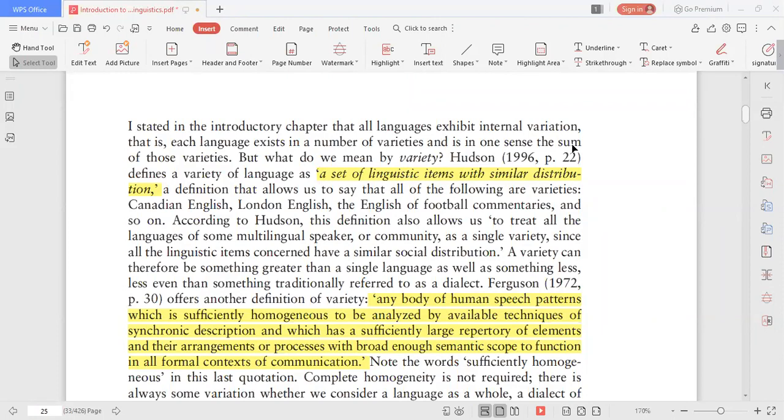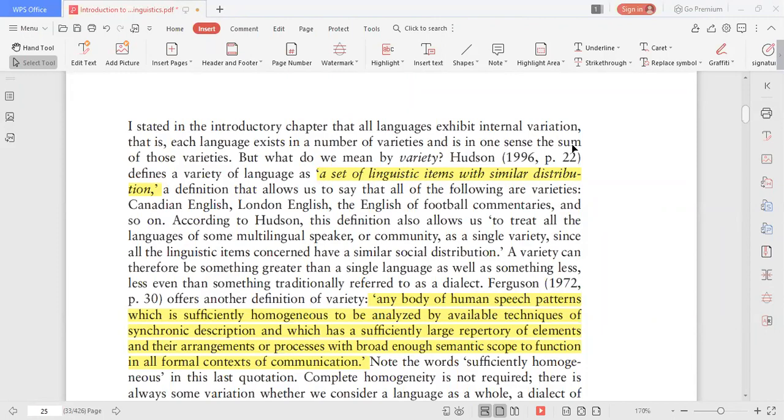তো সেগুলো উনি বলছেন যে এনি বডি অফ হিউম্যান স্পিচ প্যাটার্নস, বলছে একটা হিউম্যান স্পিচ প্যাটার্নস মানে হচ্ছে মানুষের কথার যে একটা বড় ধরনের একটা প্যাটার্নের যদি আমি একটা পর্যাপ্ত রকমের হোমোজেনিটি দেখতে পাই, সাদৃশ্য দেখতে পাই, যেটাকে আমি কি করব, টু বি অ্যানালাইজড বাই অ্যাভেলেবল টেকনিক্স অফ সিনক্রনিক ডেসক্রিপশন। সেটাকে আমি অ্যানালাইজ করব কি দিয়ে? আমার হাতে অ্যাভেলেবল যে টেকনিক্সটা আছে, আমার হাতের কাছে যে টেকনিক আছে, যে টেকনিকের বাংলা কি?